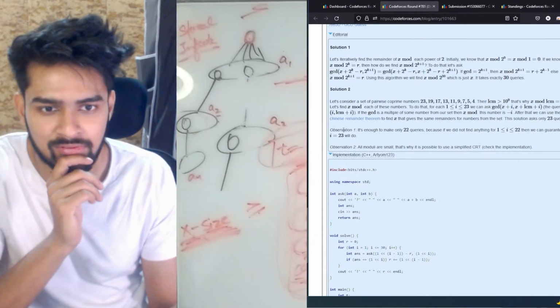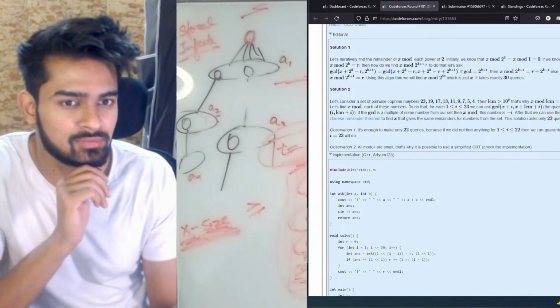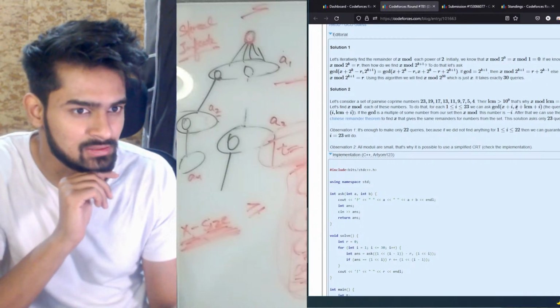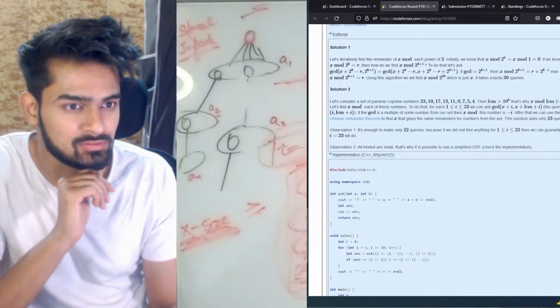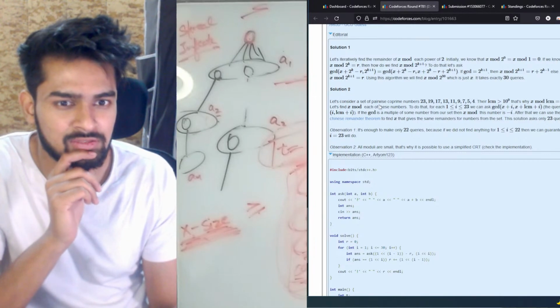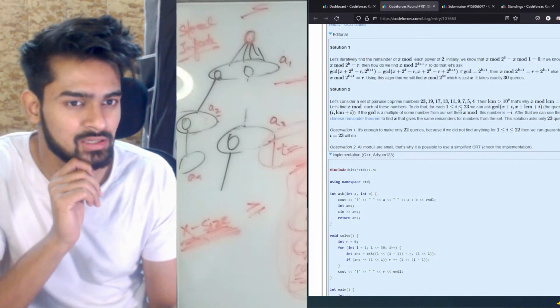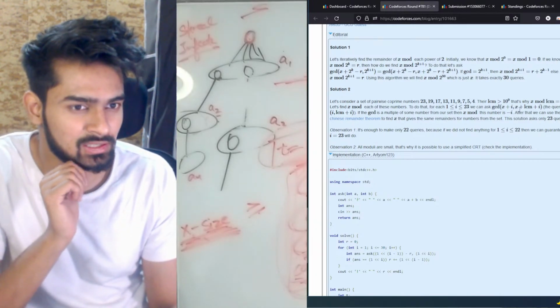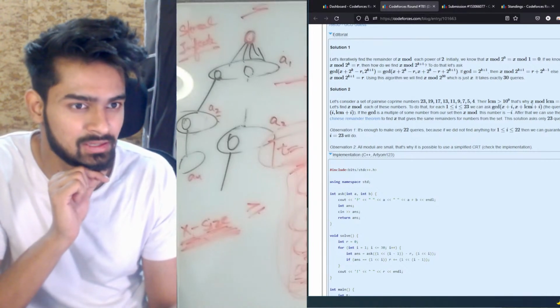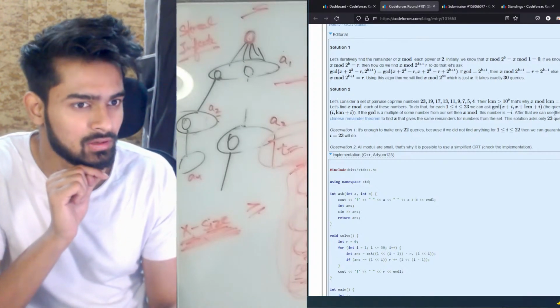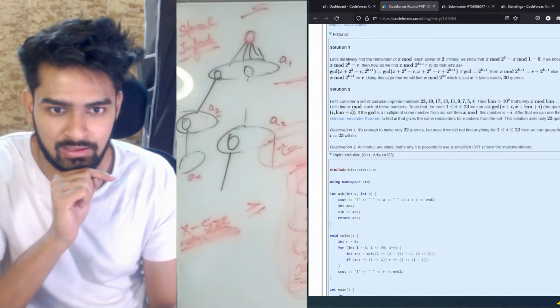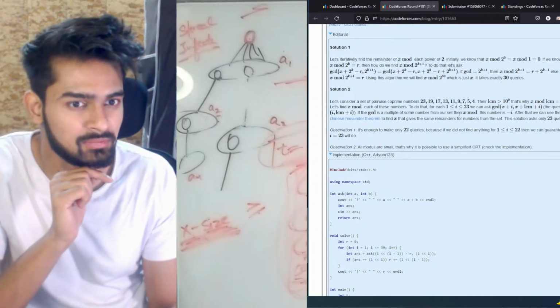Let's consider a set of pairwise coprimes. Their LCM is greater than this. That's why x mod LCM equals x. Let's find x mod each of these integers. For each i up to 23, we can ask GCD of x plus i, x plus LCM plus i. Okay, the query is i, LCM plus i, then the GCD is a multiple of some number.